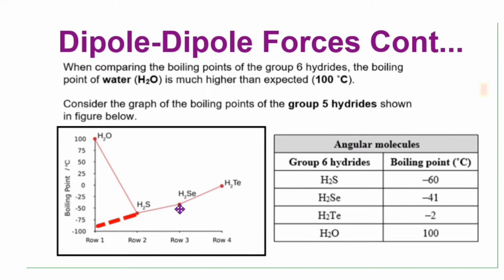So if we were looking at the trend, water should be down here somewhere at about minus 90 degrees Celsius for the boiling point because it has the lowest molecular mass of the group 6 hydrides. But surprisingly, we know that the boiling point of water is 100 degrees Celsius. So it is way higher than even H2Te, which is the heaviest in the group. So this means there must be a different type of intermolecular force, a stronger intermolecular force, and that is what we call a hydrogen bond.